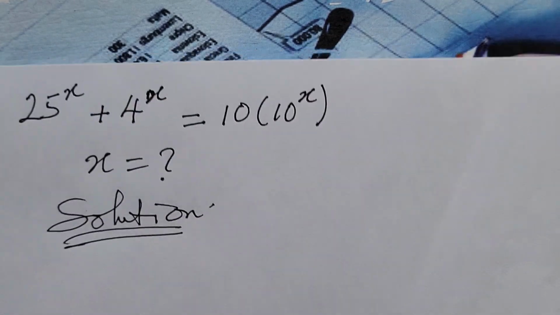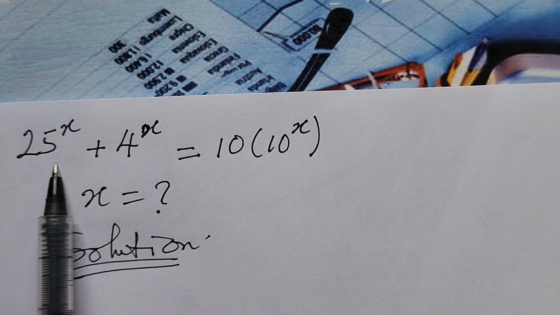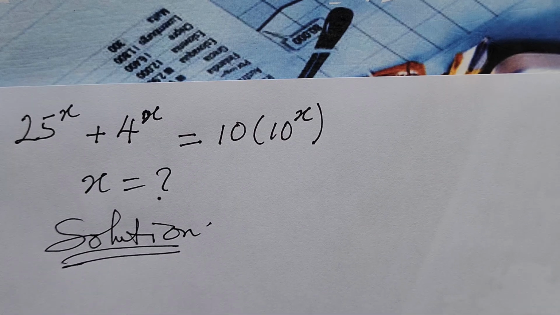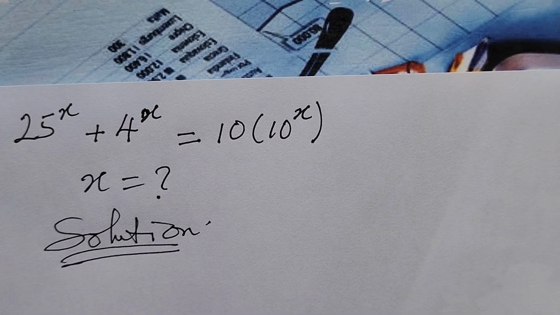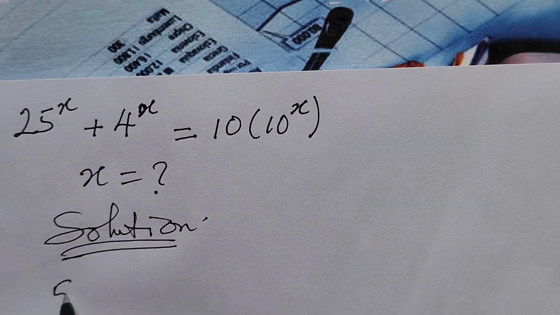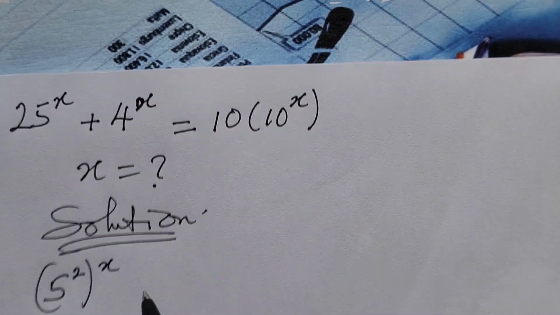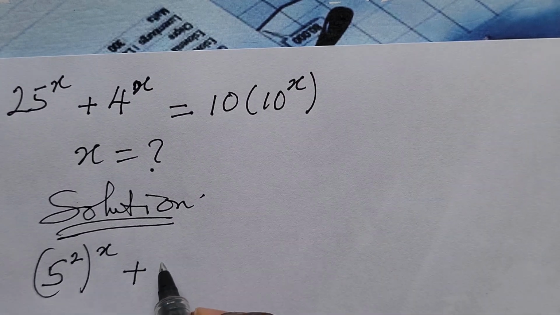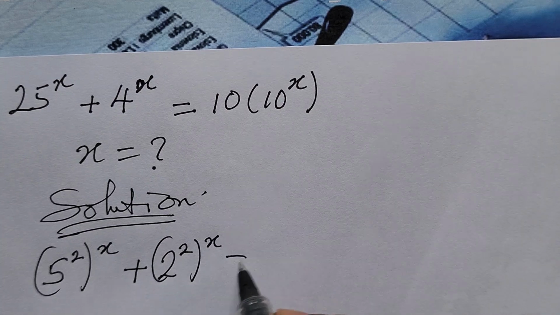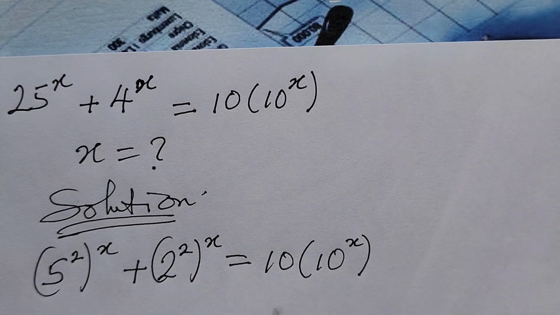All we just have to look at here is that this 25 is a perfect square and 4 is a perfect square. So we can rewrite 25 as 5 to the power of 2 and 4 as 2 to the power of 2. So this will now give us 5 to the power of 2, close bracket, out to the existing power, which is x, plus 2 to the power of 2, close bracket, out to the existing power. This is equal to 10 bracket 10 to the power of x close bracket.